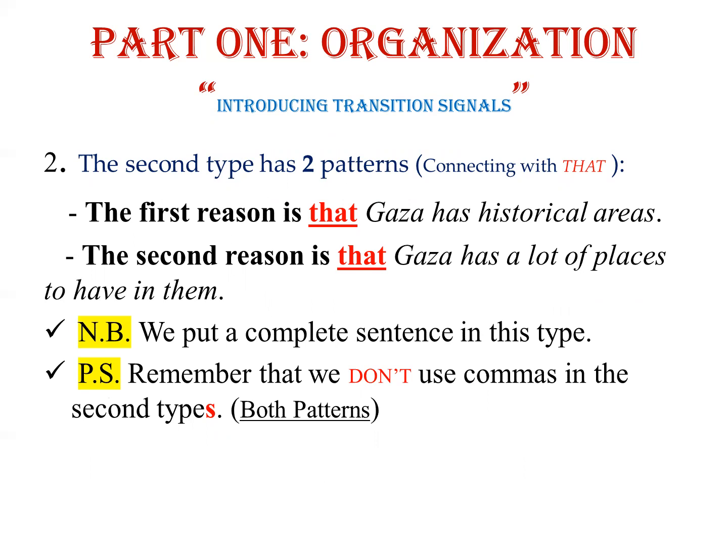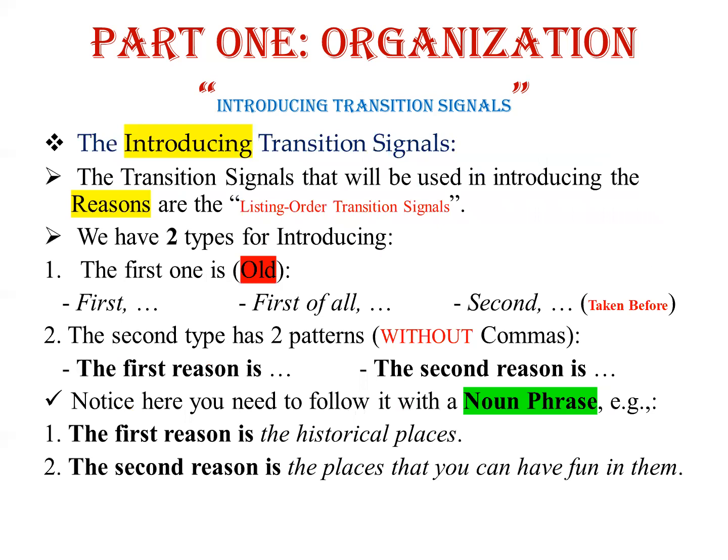So here, after this second pattern, you put a complete sentence. The first reason is that Gaza has historical areas. So I'm putting a complete sentence after that. These are the two patterns. In the first pattern, you put a noun phrase. In the second pattern, you put a complete sentence. Okay, PS, remember that we don't use commas in these two patterns. But in the listing order transition signals, which we took before, we know that we put commas after them.